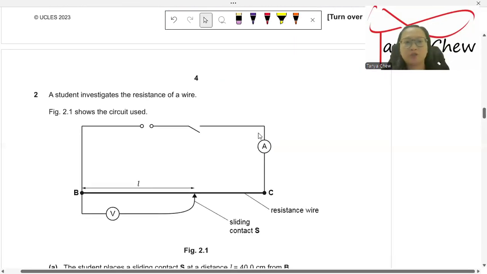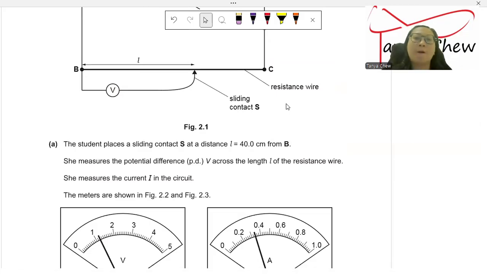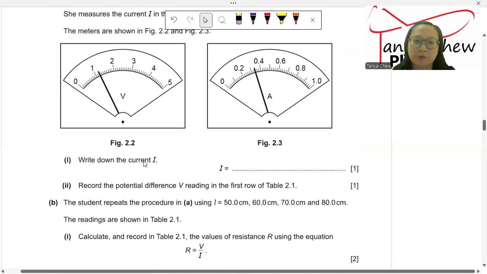Number 2, a student investigates the resistance of a wire. Fig 2.1 shows the circuit used. A, the student places a sliding contact S at a distance L equal to 40 cm from B. She measures the potential difference, PD, V, across the length L of the resistance wire. She measures the current I in the circuit. The meters are shown in Fig 2.2 and Fig 2.3. Write down the current I.